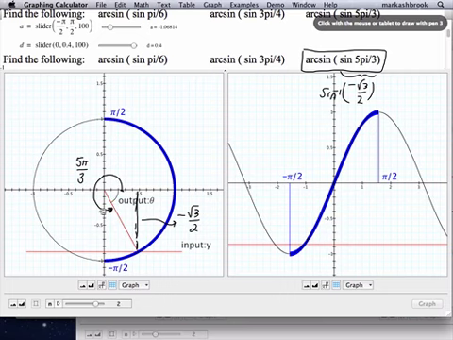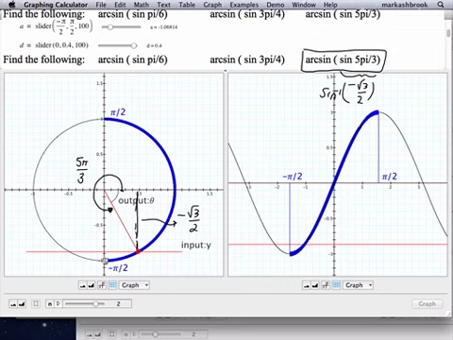Is it 5 pi over 3? No, you missed the point. Arcsine gives us an angle between, look at the highlighted blue, negative pi over 2 and pi over 2. 5 pi over 3 is way outside that range. So we're down here, right?